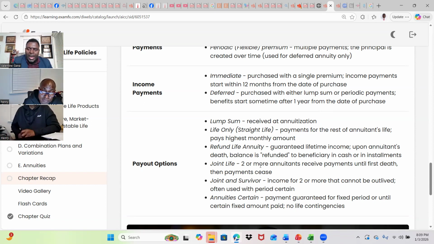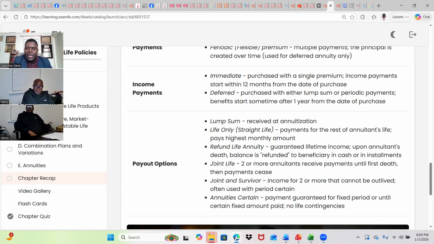Refund life annuity, there's guaranteed income upon the annuity. The balance is refunded to the beneficiary in cash or installments. So like we saw that death benefit, that is an example of a refund life. If you don't collect all the money, they still pay something to a beneficiary.